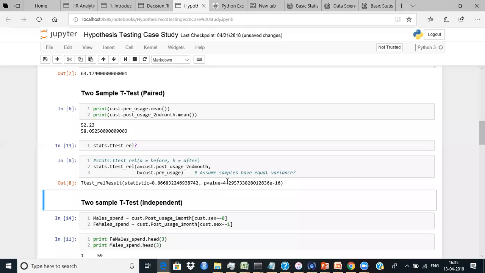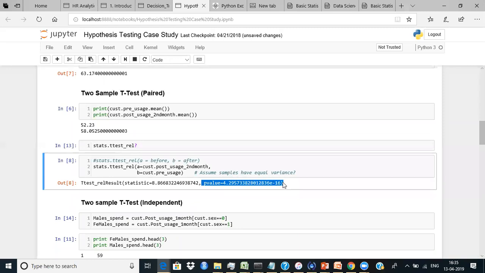Pre-usage is, in the business case, are we doing a two-tail test or a one-tail test? One-tail, because we need to test pre-usage is less than post-usage. Okay. So the p-value, is it less than 5%? This p-value, divided by 2, will still be less than 5%. Make sense? Okay. So we know that the null hypothesis has been rejected.